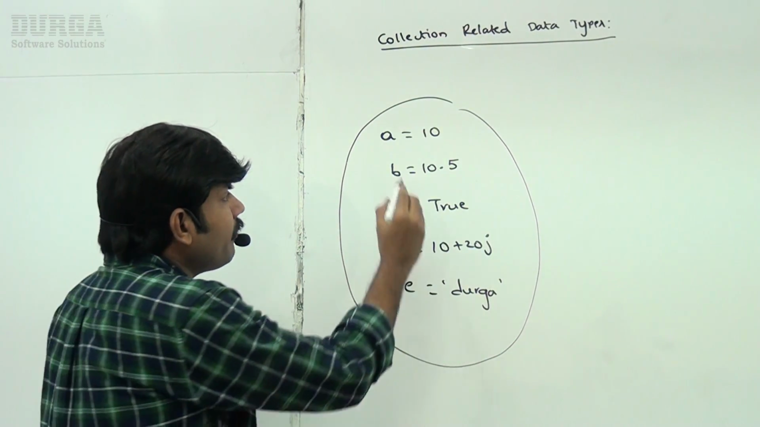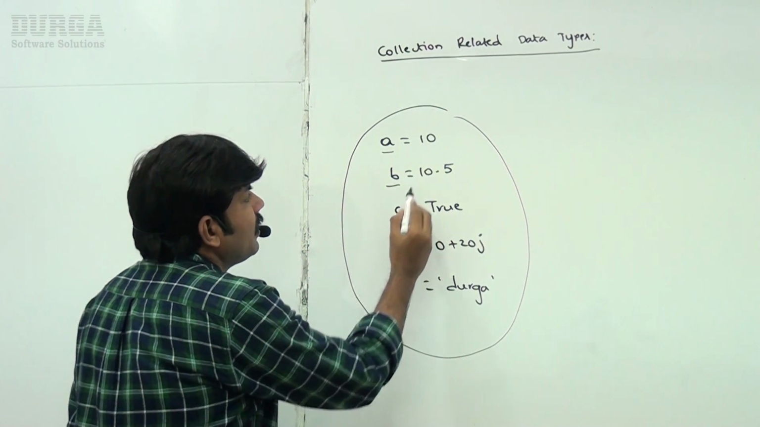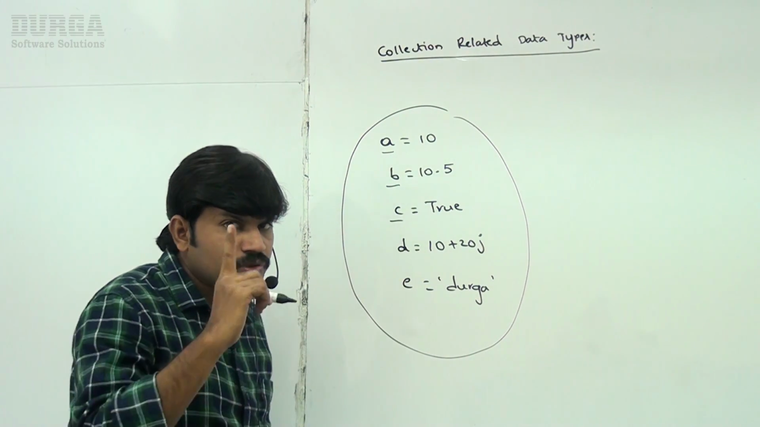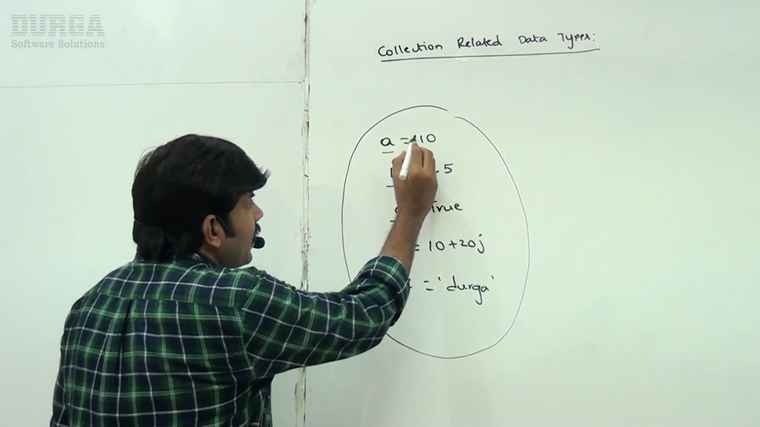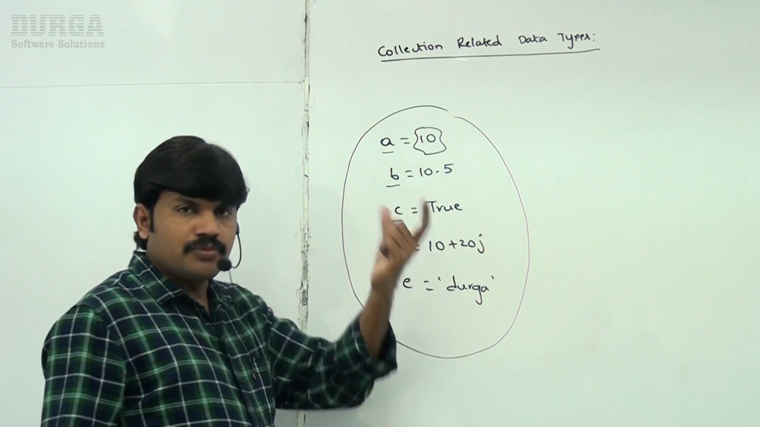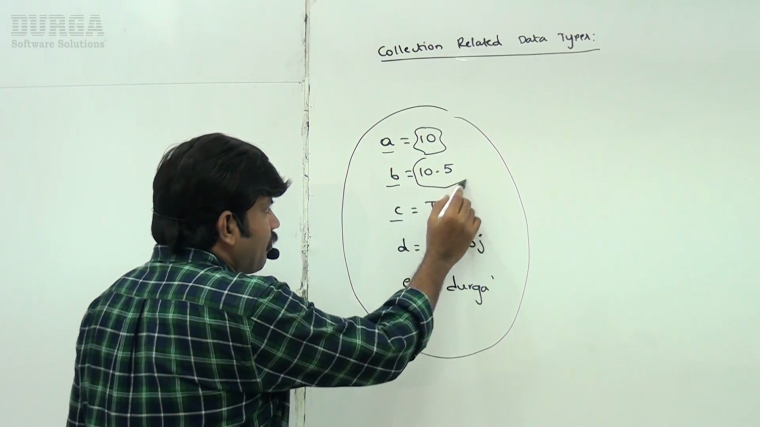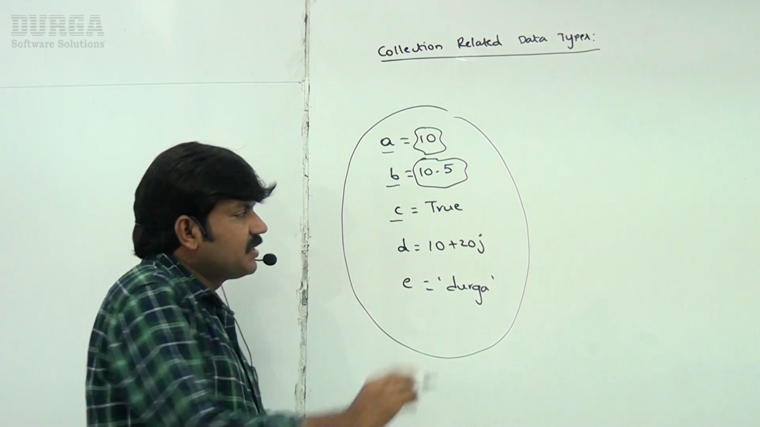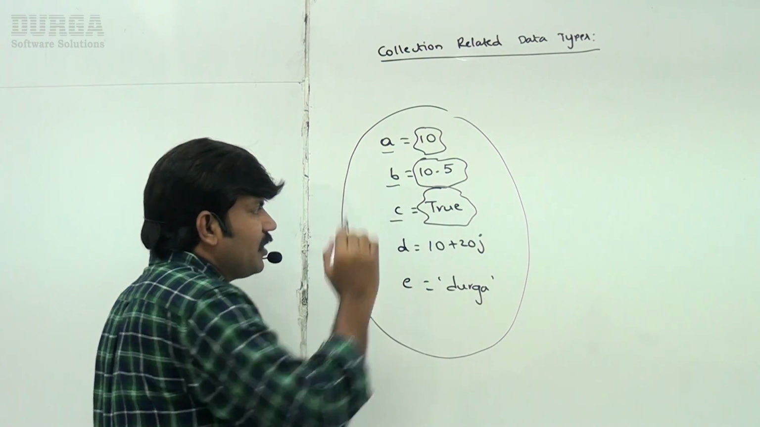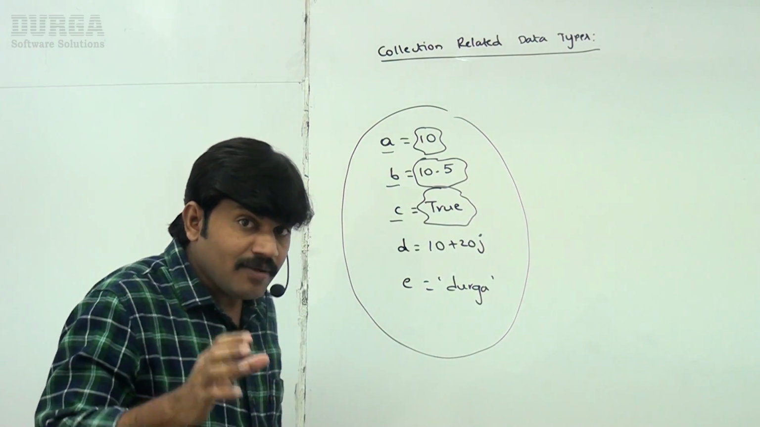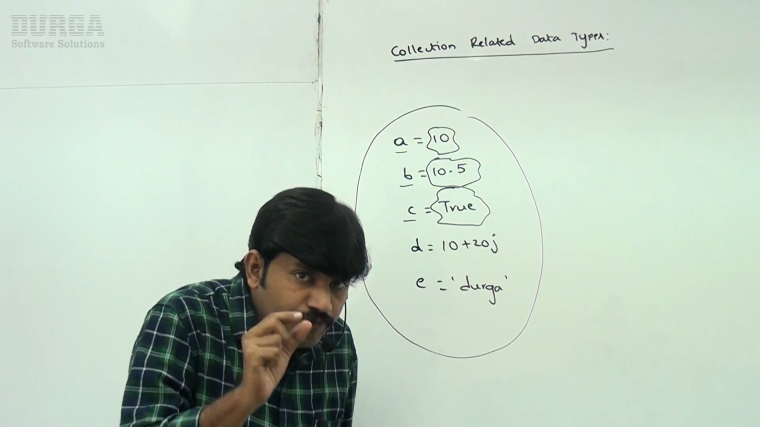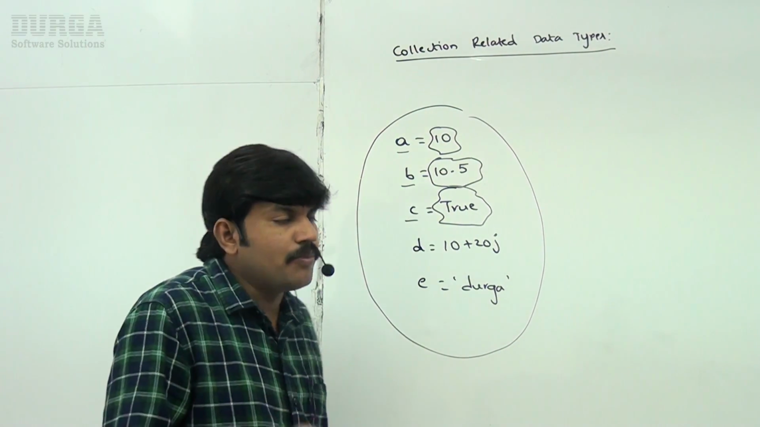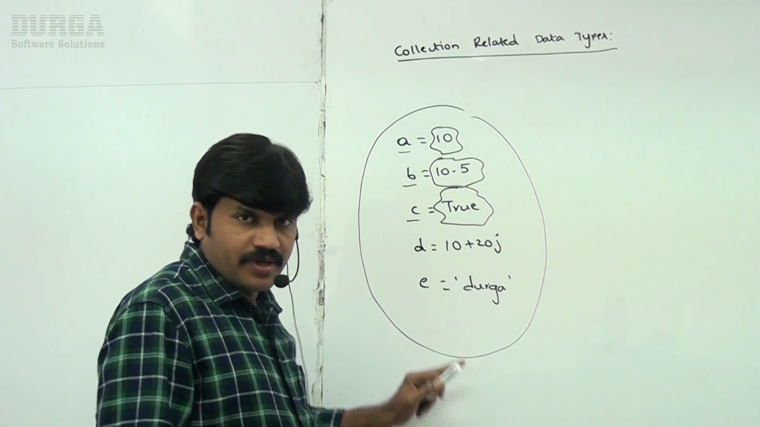Here every variable can hold how many values? Only one value. A can be used to represent the value 10. B can be used to represent the value 10.5. C can be used to represent the value True, sir. So in fundamental data types, every variable can hold how many values? Only one value. Clear, right?